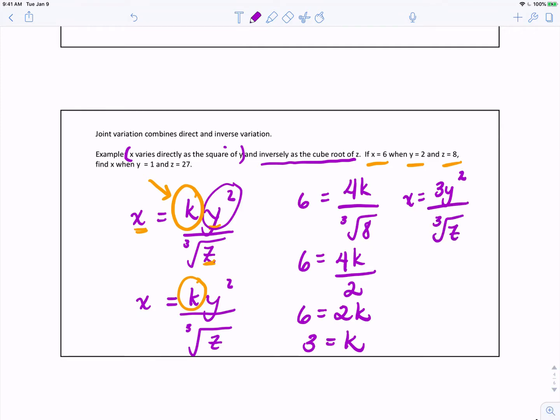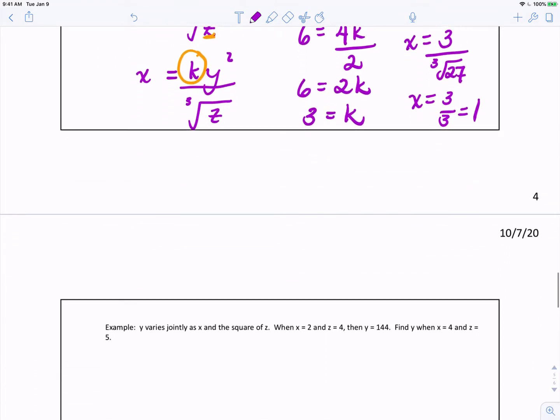And now we're going to be asked a question. Find x when y is 1 and z is 27. So 3 times 1 squared is 3, and z is 27, over the cube root of 27. The cube root of 27 is 3, so x is equal to 3 over 3, or in other words, 1. These are pretty easy once you see the pattern.